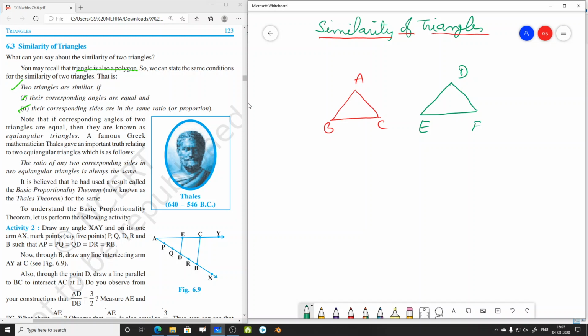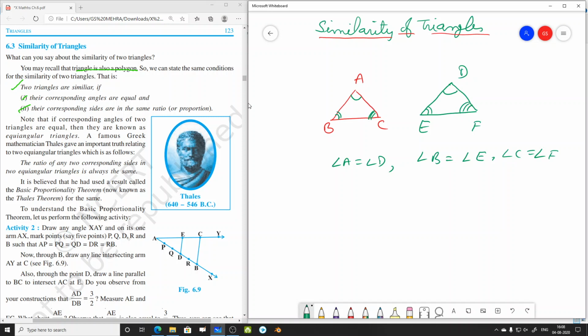Now, how can we check whether these two triangles are similar or not? For that, the corresponding angles should be equal. That is, angle A should be equal to angle D. Then we have to check the second angle, angle B. The corresponding angle of B is angle E, so angle B and angle E should also be equal. And then we check the third angle, angle C, which should be equal to angle F.